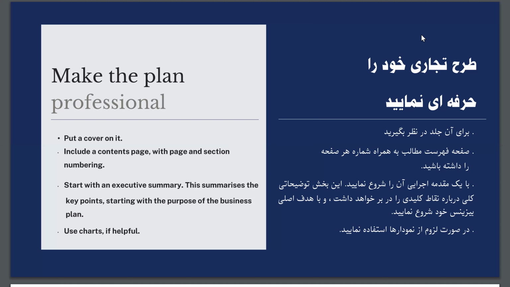And then make the plan professional. Put a cover letter on it. Include a table of contents which has page numbers and like sections outlined. So if you're like, oh, I want to see their marketing plan, you flip to page 2 and you can see it all listed out right there.